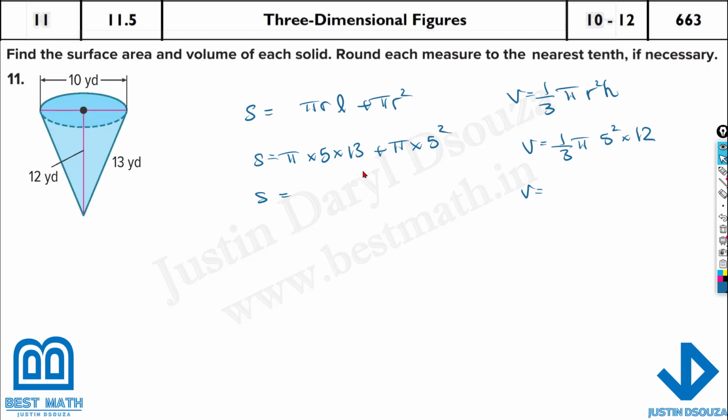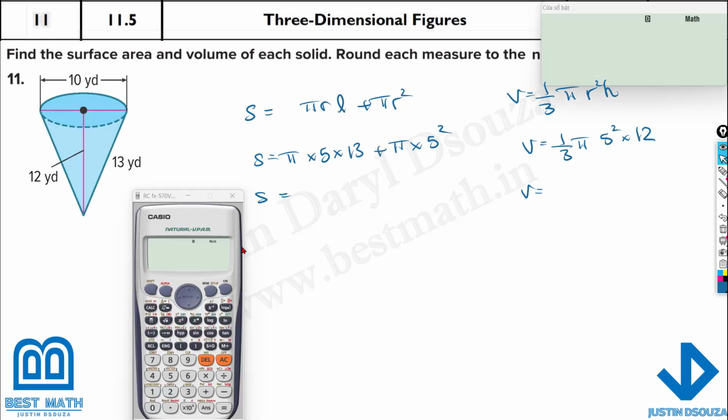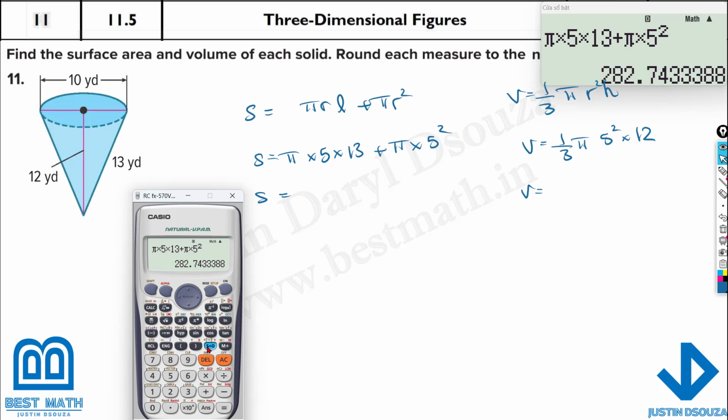Because there is no need of finding the p value or b value. It's directly the formula and substitution. Here is pi. Pi is given by shift and the 10th power symbol, multiplied with 5 times 13, plus again pi times 25, or 5 squared. Now here we have to get it to the nearest tenth, so the answer is 282.7.